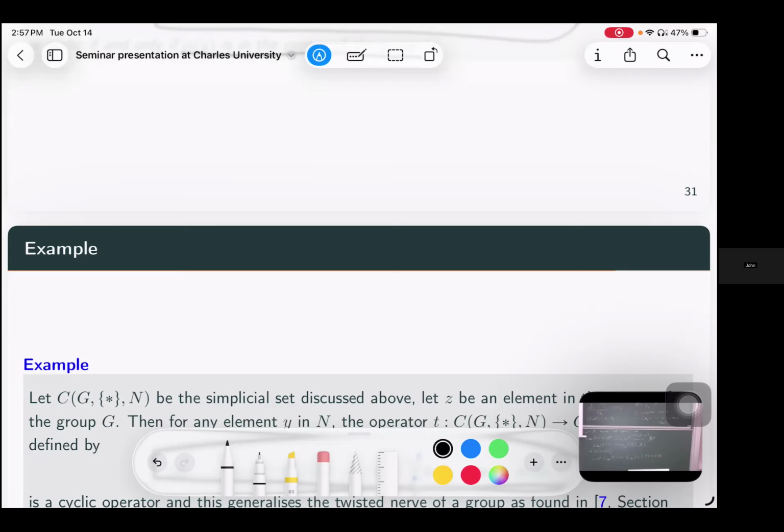cyclic ones. But to answer your question, we can still work with the duplicial ones, something like the twisted cyclic homology and the half cyclic. Yes, we can just use the duplicial object for that. Okay, thank you.